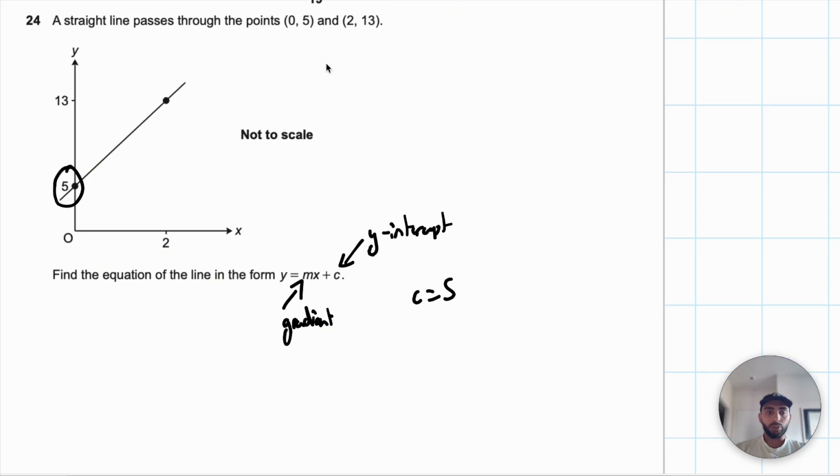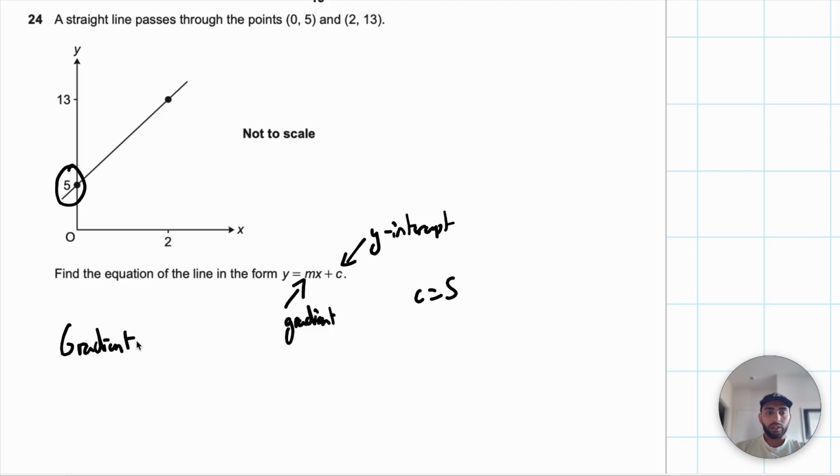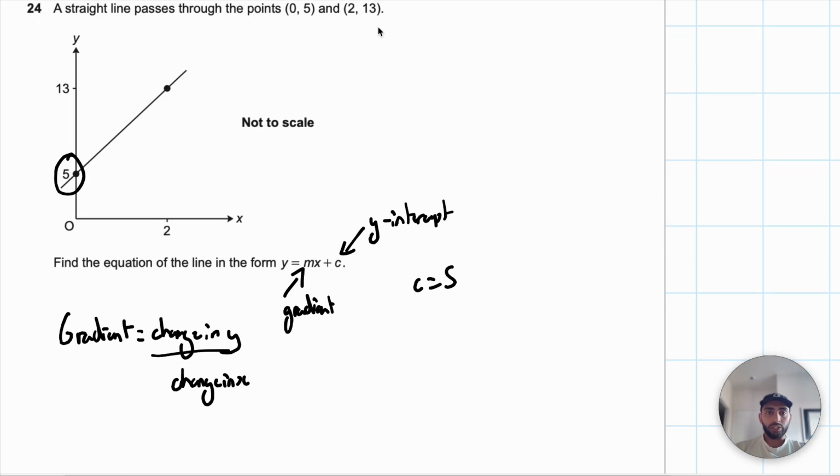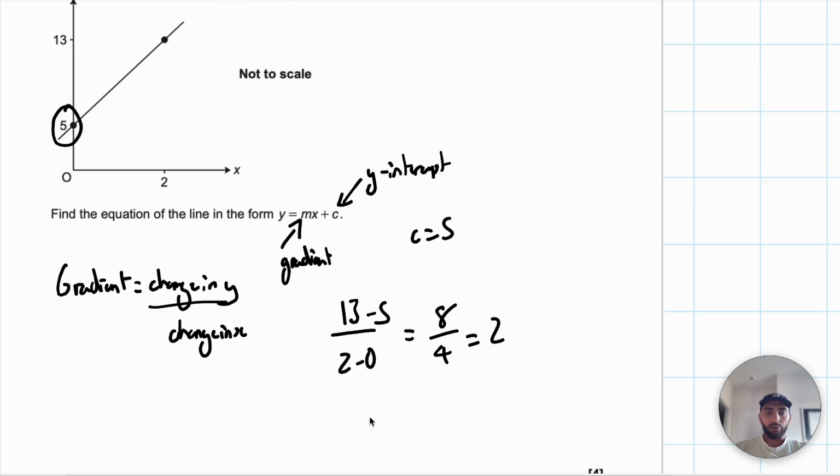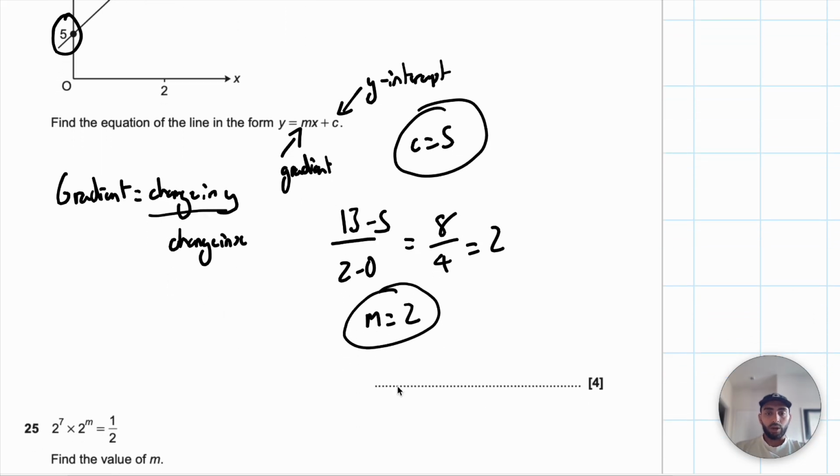How could we get a gradient from 2 points? So the gradient is the change in y divided by the change in x. You might have heard of it as rise over run. So we're going to do the change in y, which is 13 take away 5. And then because we did 13 take away 5, we have to do 2 take away 0. We can't do 0 take away 2. It has to be in the same order. 13 take away 5 is 8. 2 take away 0 is 2. 8 divided by 2 is 4. My gradient is 4. Now that I've got my two pieces of information, I can write out my equation. I know y is equal to, the gradient is 4x, and the y-intercept is 5, so it's plus 5.